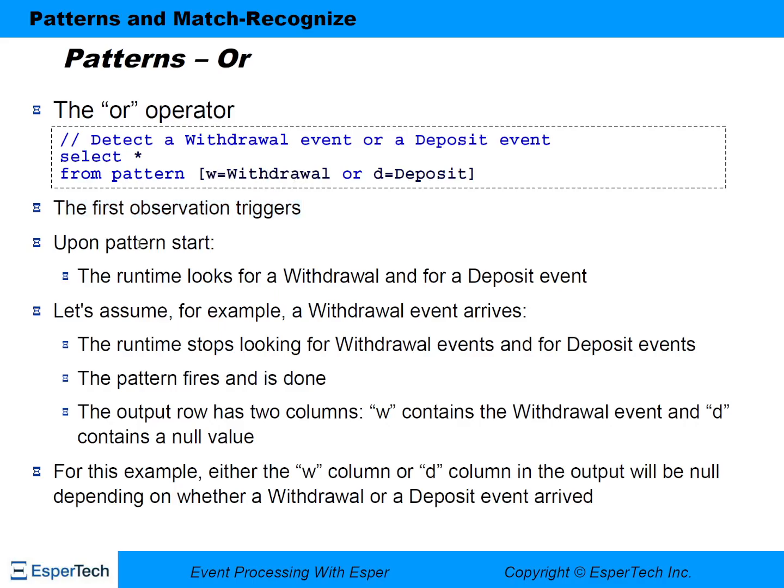When the pattern starts, the runtime starts looking for withdrawal as well as deposit events. Let's assume, for example, a withdrawal event arrives. The runtime stops looking for withdrawal events and also stops looking for deposit events. The pattern fires and is done. The output row has two columns, the W column contains the withdrawal event and the D column contains a null value. For this example, either the W column or D column in the output will be null depending on whether a withdrawal event arrived, or a deposit event arrived.